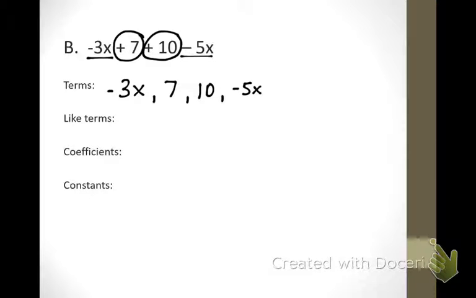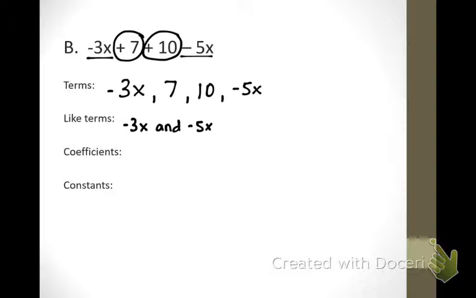Next up, like terms. Like terms are the terms that are in the same family. Autumn, I can see a -3x. Who else is in the -3x family? -5x. Very good. Those are like terms because they are both from the x family.